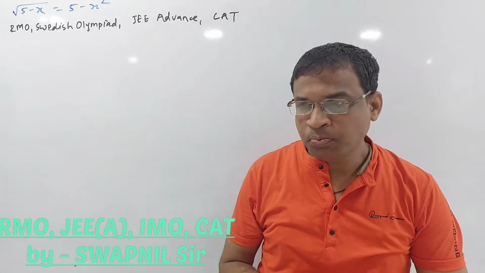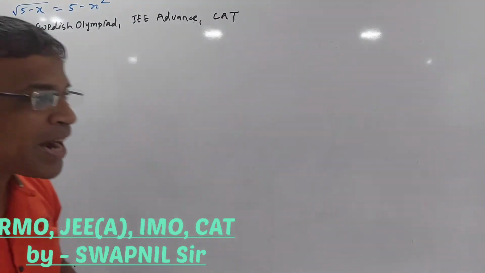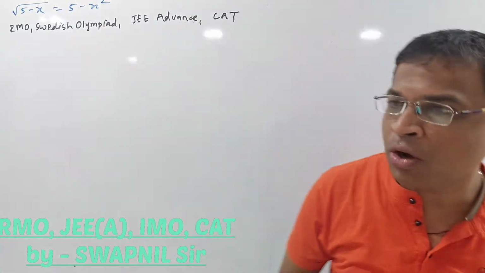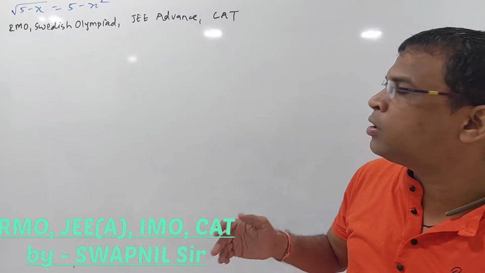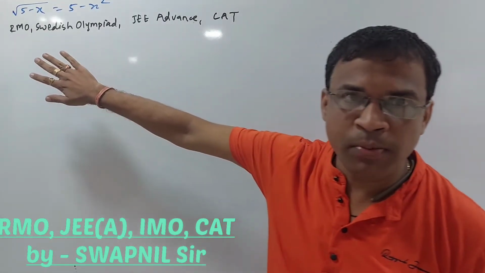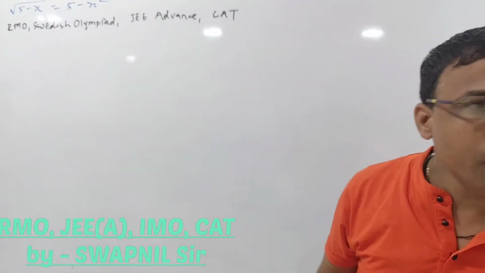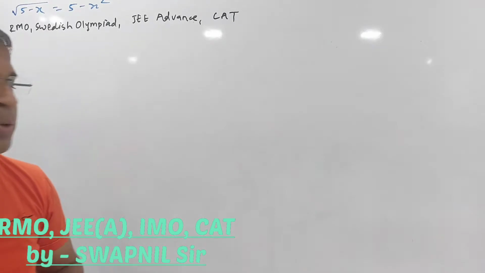Welcome friends. As discussed earlier, we have to take some radical based questions of theory of equation. I picked up this question for a very good reason: it has come earlier in the RMO, that is Regional Maths Olympiad. The level of RMO is a little lower than JEE Advanced.